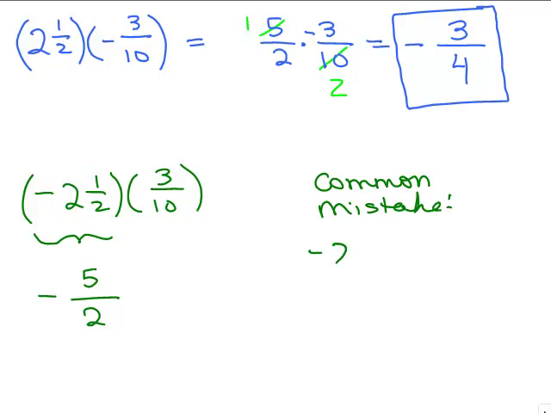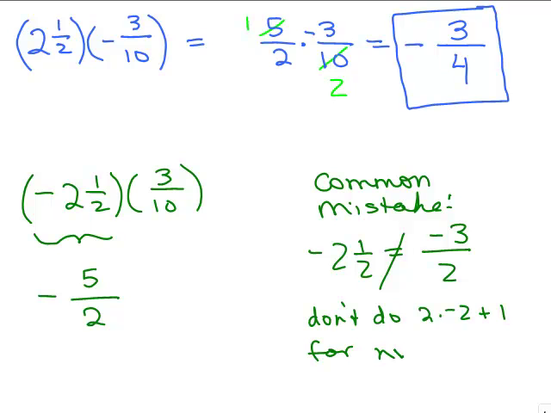Some people think of this as 2 times negative 2, which would be negative 4, and then they add 1 and get a negative 3. But that's wrong, not true. So don't do 2 times negative 2 and plus 1 for the numerator.